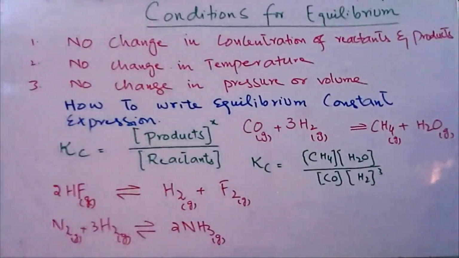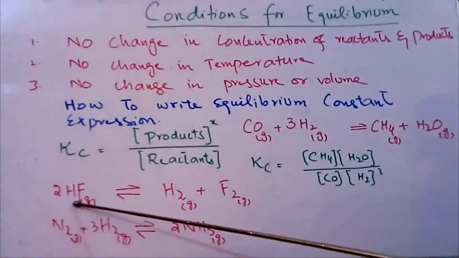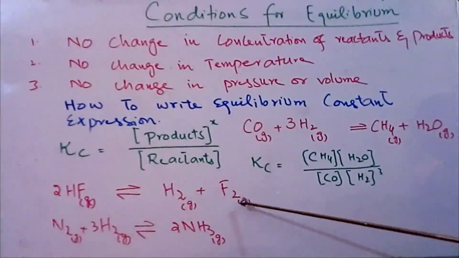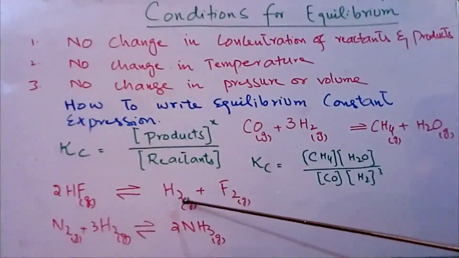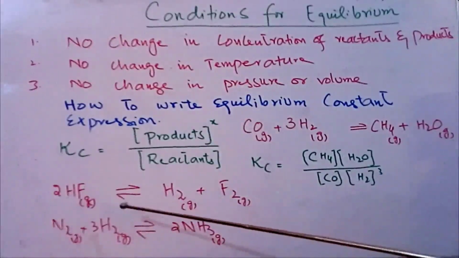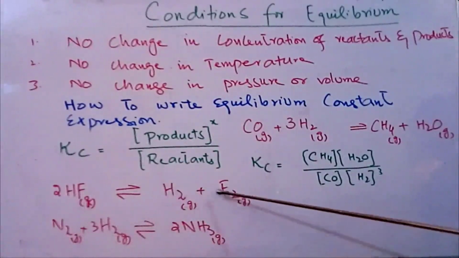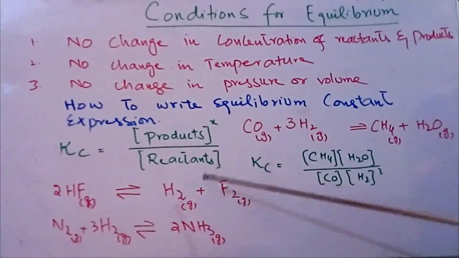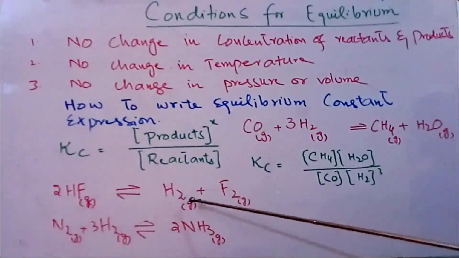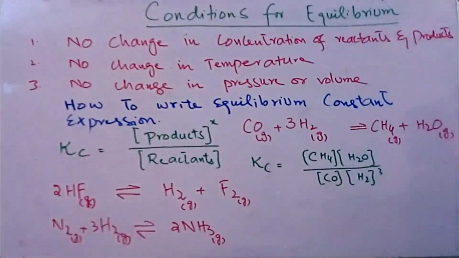Now remember that if you start the reaction from the reactant side, like in this reaction, if you decompose hydrogen fluoride into hydrogen and fluorine, or you combine hydrogen and fluorine to form hydrogen fluoride, in both directions the reaction can occur. If you place hydrogen fluoride in a container, or hydrogen and fluorine in a container, or hydrogen fluoride, hydrogen and fluorine in the same container, even then the reaction will occur at the same rate in the forward and backward directions once the equilibrium condition is reached.